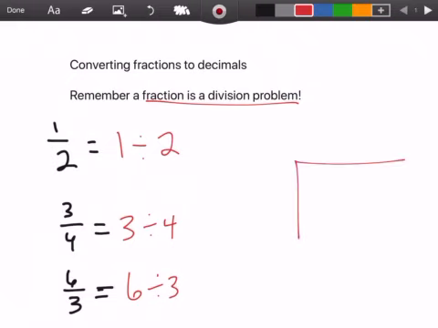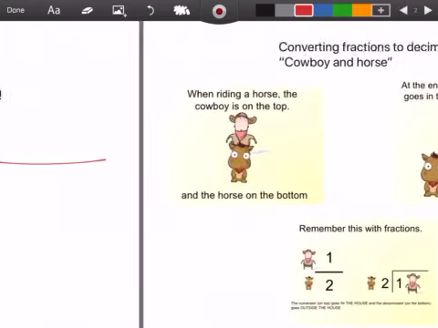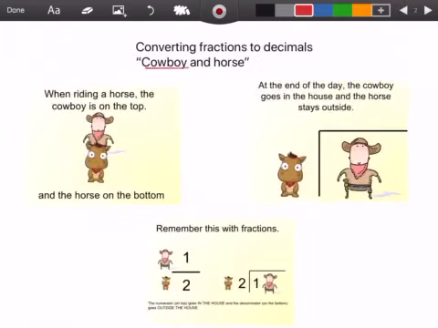But the hard part is deciding which number goes in the house and which number goes outside. So I have a trick for helping you remember this. Okay, the trick is called cowboy and horse. When riding a horse, the cowboy is on the top and the horse is on the bottom. So think about this as a fraction. The cowboy is the numerator, the horse is the denominator.